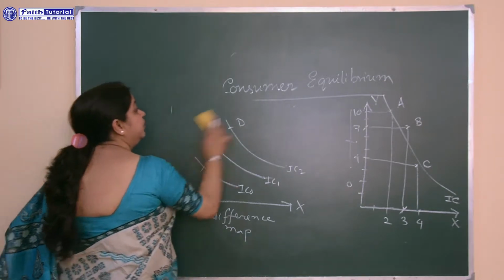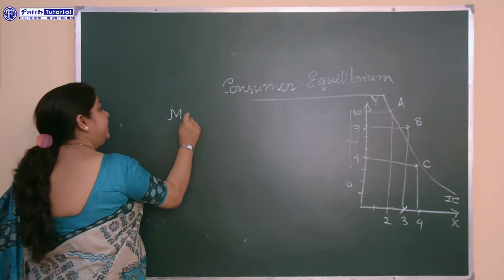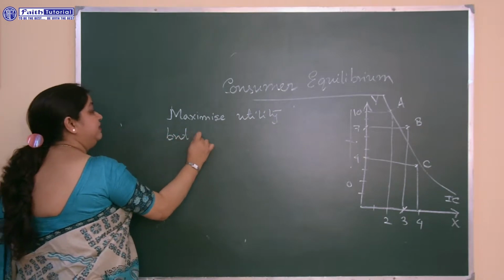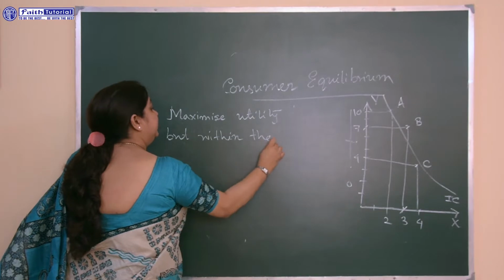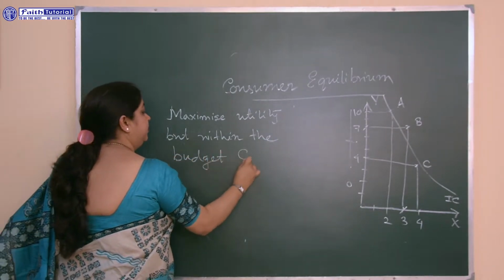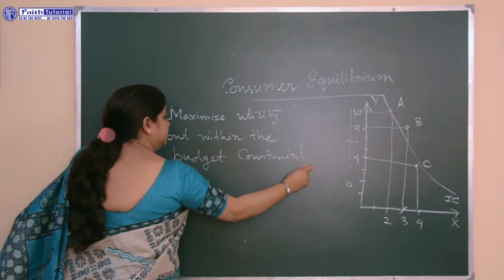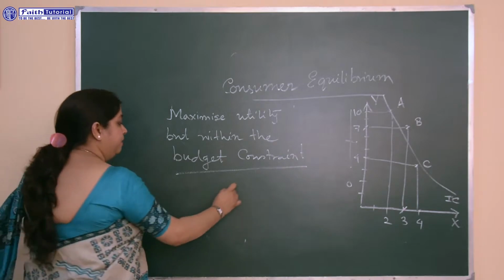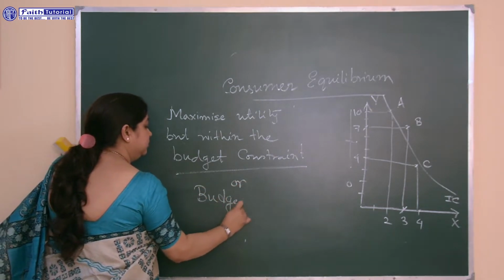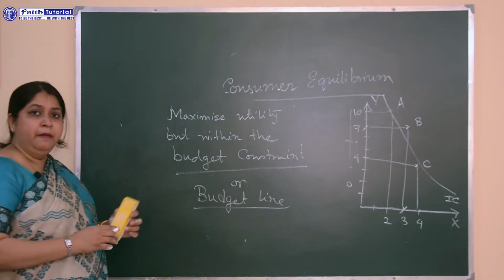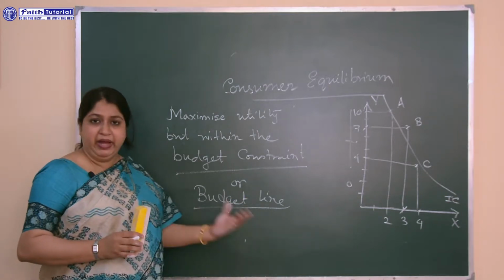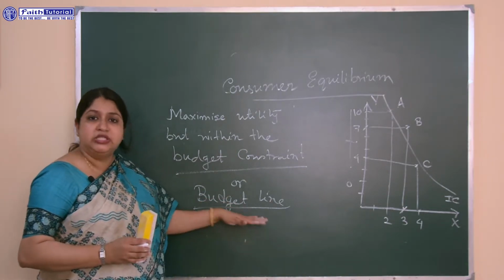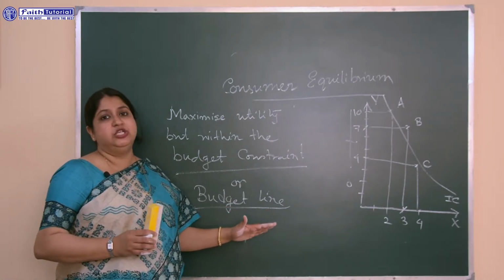Now what is the problem of a consumer? The problem of a consumer is to maximize utility but within the budget constraint, technically termed as the budget line. What is a budget line? Budget line is constructed on the basis of our money income and the prices of the two commodities. Let me explain how we can construct a budget line with our given income and prices of two commodities.